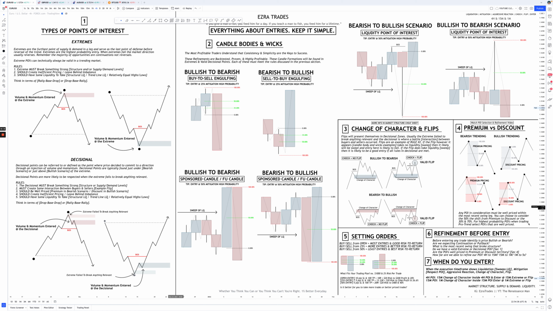The POIs in well-priced territory. So keep in mind, be patient for your points of interest. Don't get into price just anywhere, and this is going to help you.